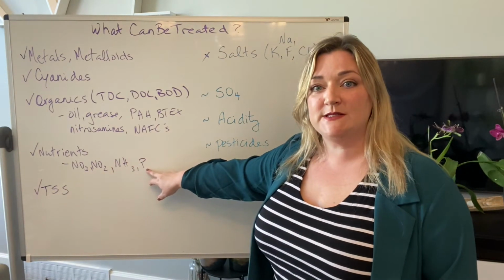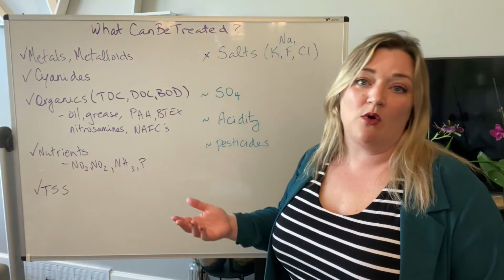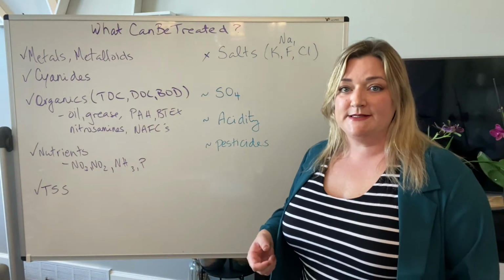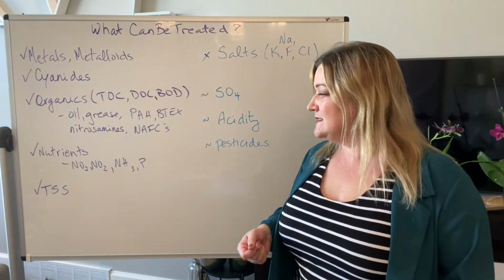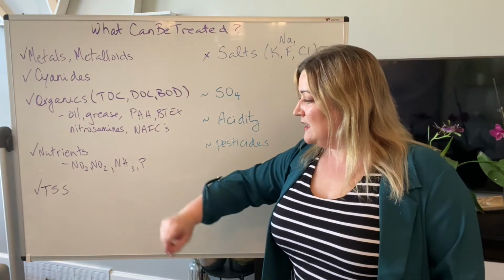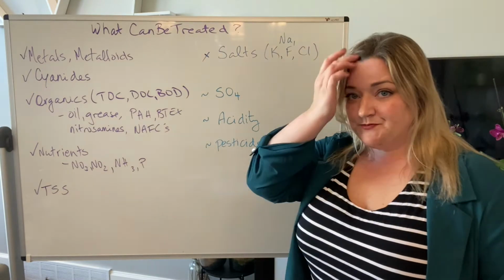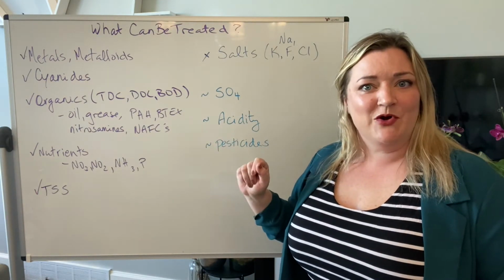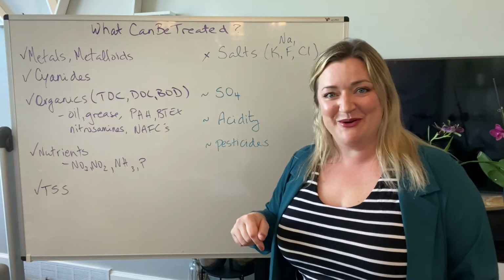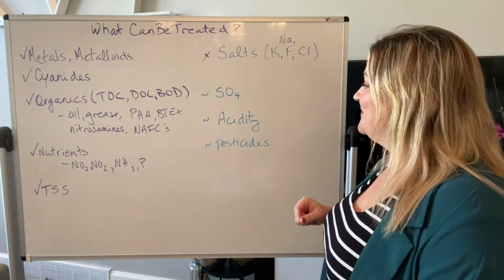Phosphorus is present on site often just naturally in an ore body. So sometimes you'll see a little bit or a lot of phosphorus at different sites, and that can be treated as well as total suspended solids. So that's a really wide range. I wrote that by memory, so I hope I didn't miss anything. If I did, we'll put it below in the comments and in the description.